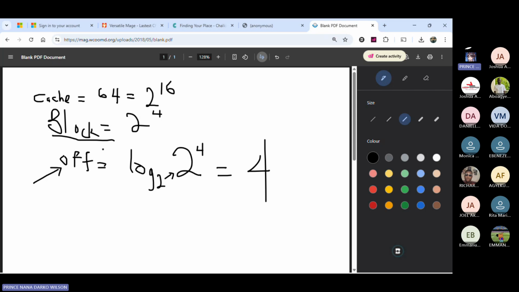And then after we have the offset, we can also go and find our line index. So let's use an I for my line index. The line index's formula is the cache size, what you have here, divided by your offset. That's what you have here.